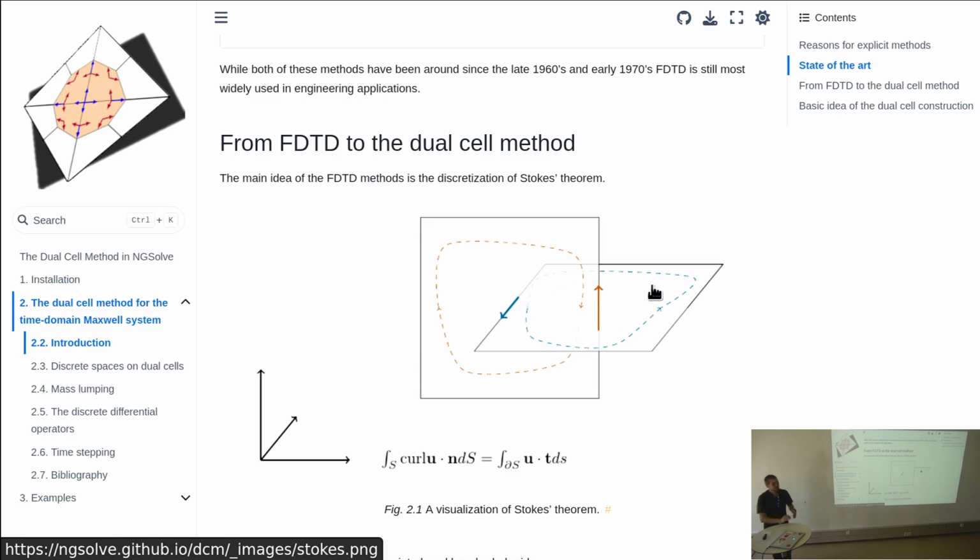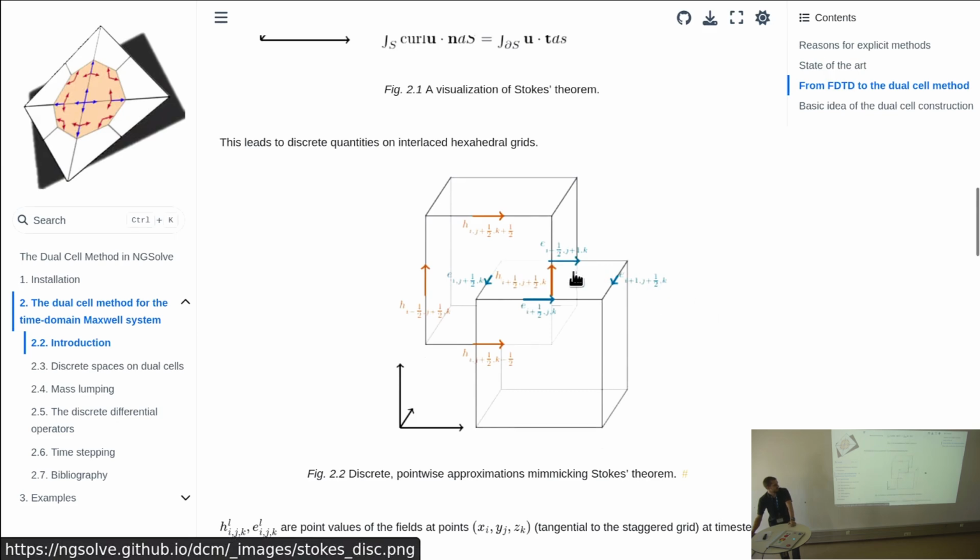So somehow what I'm trying to convince you of here is that naturally a discretization should live on two grids which are interlaced. And this is exactly what FDTD does. FDTD has these interlaced hexahedral grids where you approximate your electric field E and your magnetic field H on these grids, and you approximate point values here and here. So this is what FDTD does. And now the question is, how can we convert this idea to a high-order Galerkin method, which scales nicely and has nice mass matrices? This is basically our goal.